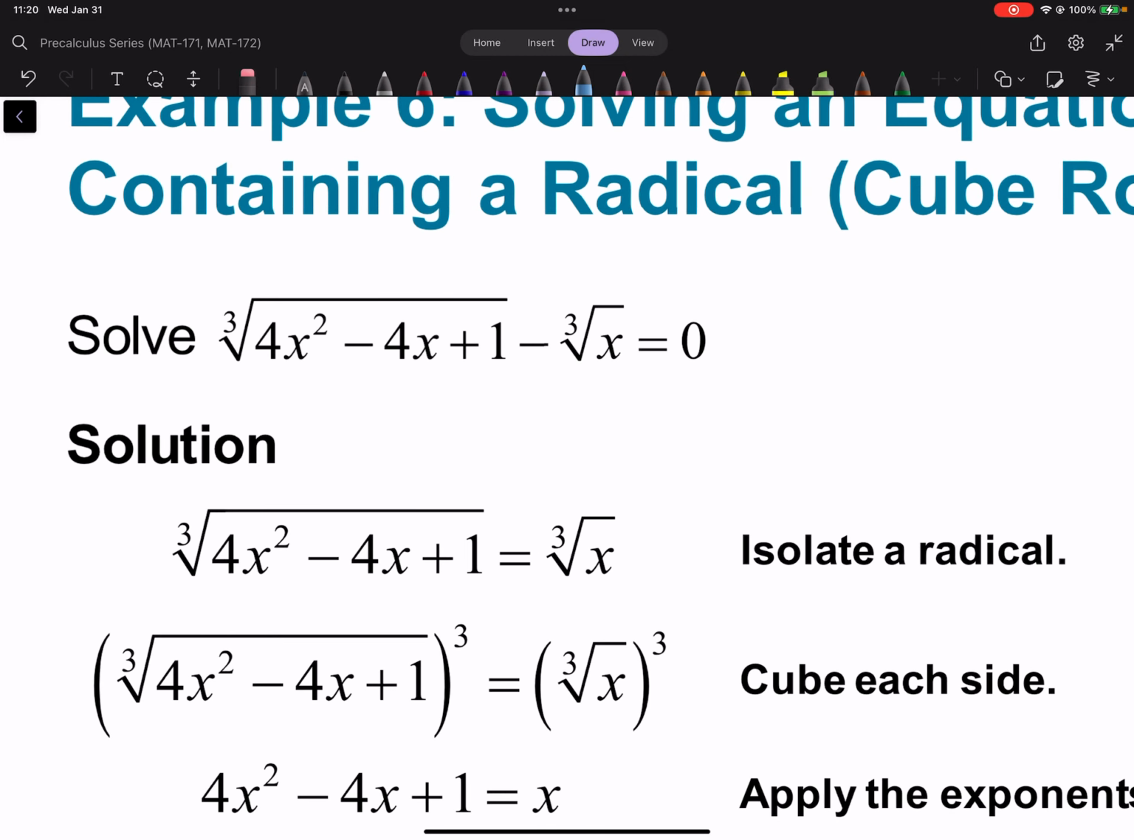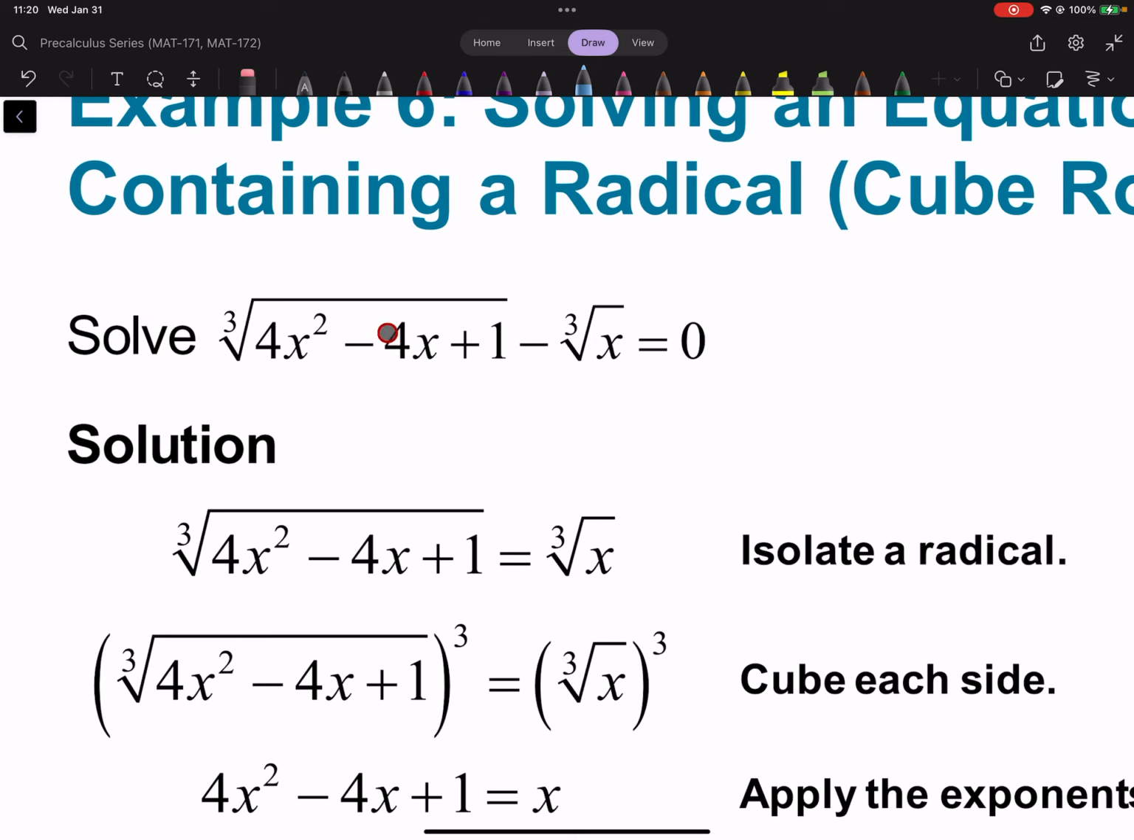We'll walk through this one with the book. This one isn't as bad as it looks. So this time we actually are dealing with cube roots. Even index radicals and odd index radicals have different behaviors. I say odd index radicals are more flexible for their inputs, whereas evens are restrictive. So let's go ahead and walk through this.